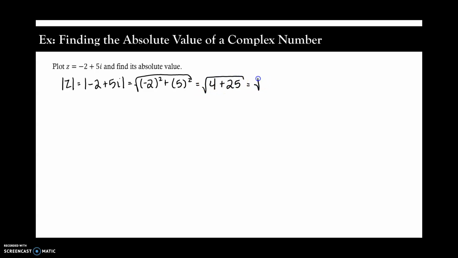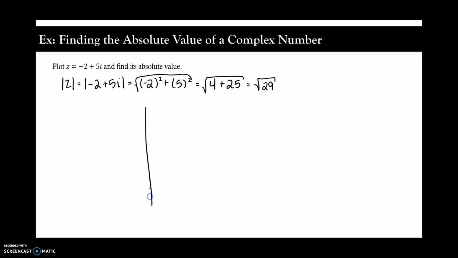Now, finding the absolute value of a complex number. So first, the absolute value of z, because the absolute value of negative 2 plus 5i equals the square root of negative 2 squared plus 5 squared. That's going to give us 4 plus 25. And that's going to give us the square root of 29, which we can't simplify. So we'll have to leave it at that.